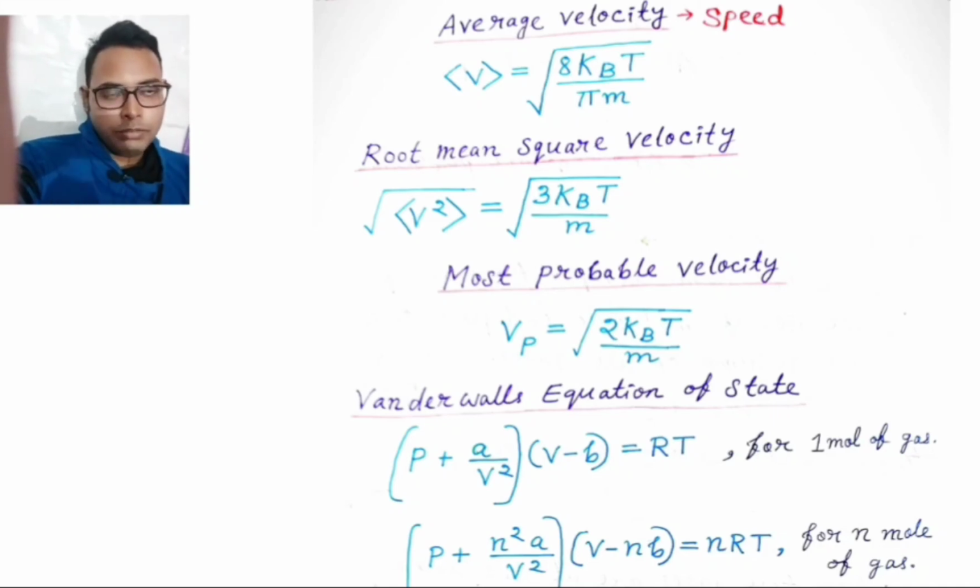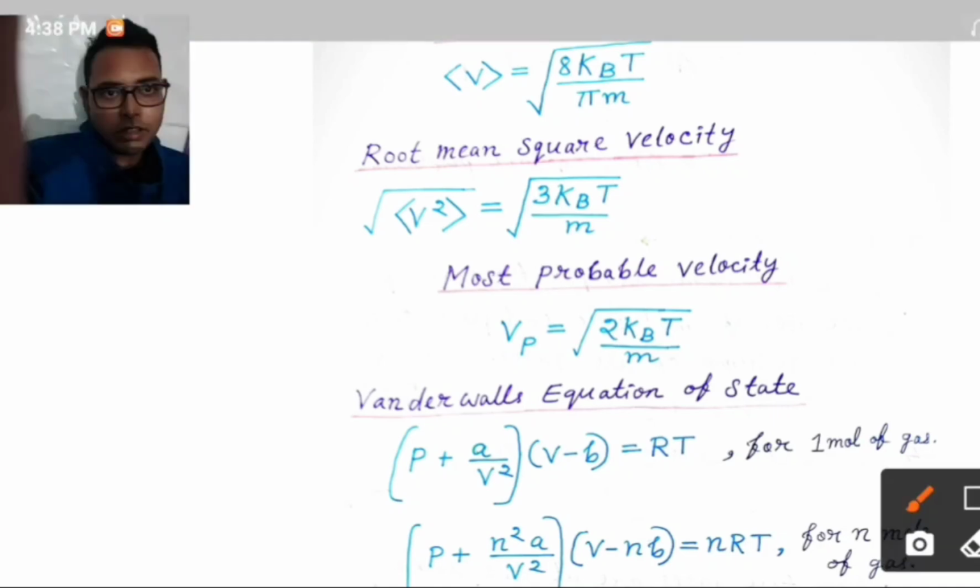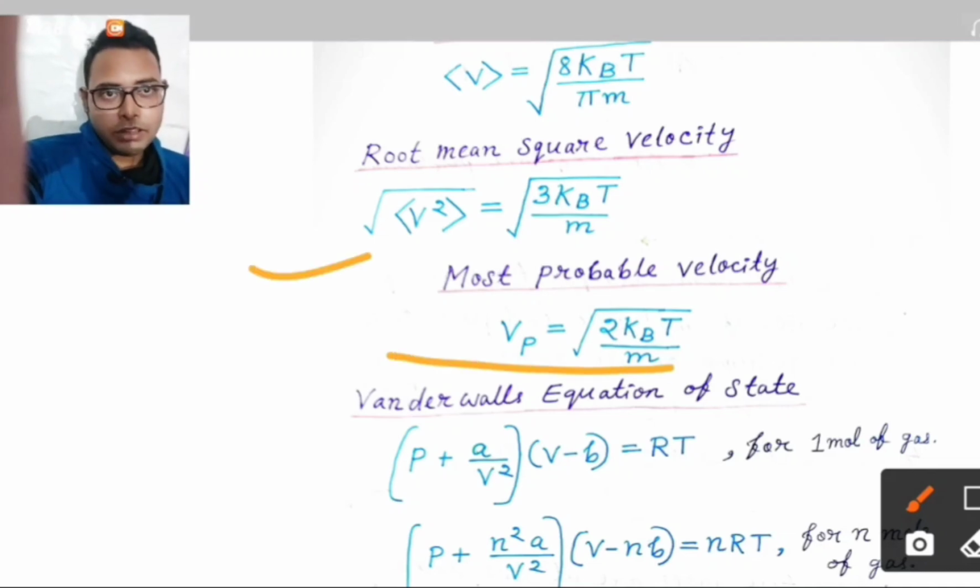Root mean square velocity of that particle is root over 3kBT by m, and most probable velocity is equal to root over 2kBT by m. These are really important formulas, remember this.